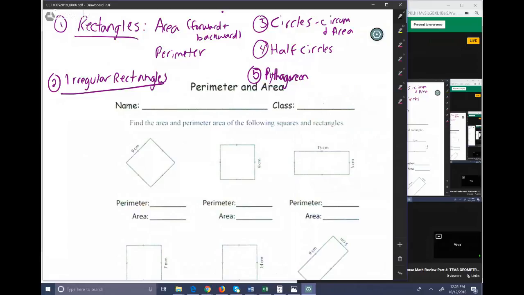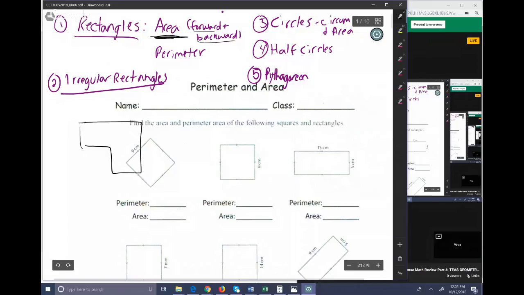So rectangles, we do areas on rectangles. We do them forward and backward, meaning you need to be able to take a length and a width and make that into an area. And then you need to be able to take an area and a length or a width and find that other missing side that's the length or the width. Irregular rectangles are the ones that look like that. You'll need to know how to do areas primarily for those, although they could ask you to do a perimeter. Both of those question types are rare.